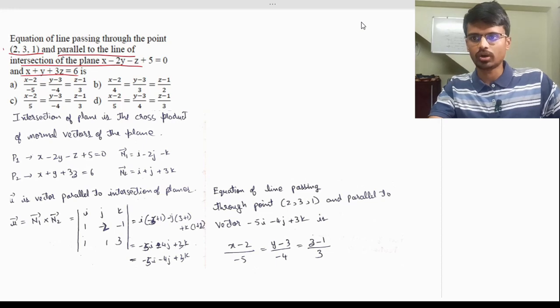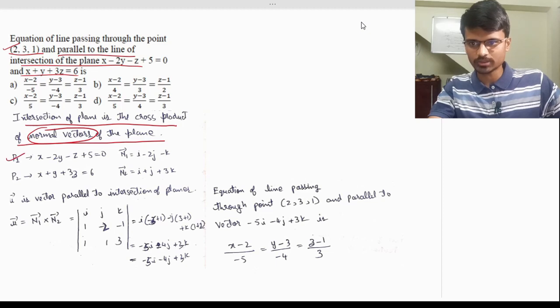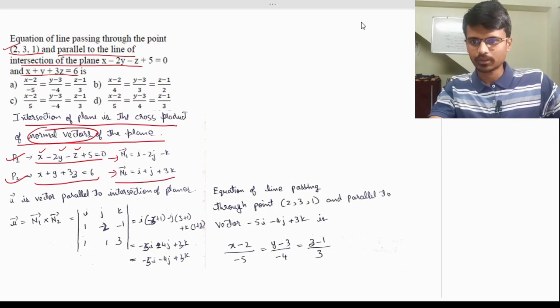So we already have the point. We need a vector which is parallel to the intersection of these two planes. The intersection of planes can be found by the cross product of the normal vectors of the planes. Let me call these plane 1 and plane 2. From plane 1, I have to extract the normal vector, which is nothing but the coefficients of x, y and z: i cap minus 2j cap minus k cap. Similarly, the normal vector of my second plane, n2, has the coefficients of x, y and z, which are 1, 1 and 3: i cap plus j cap plus 3k cap.